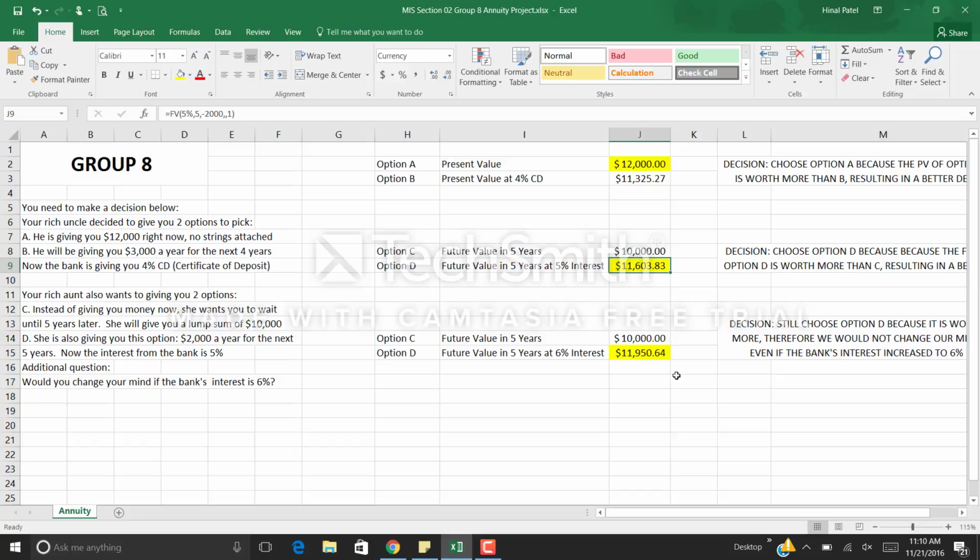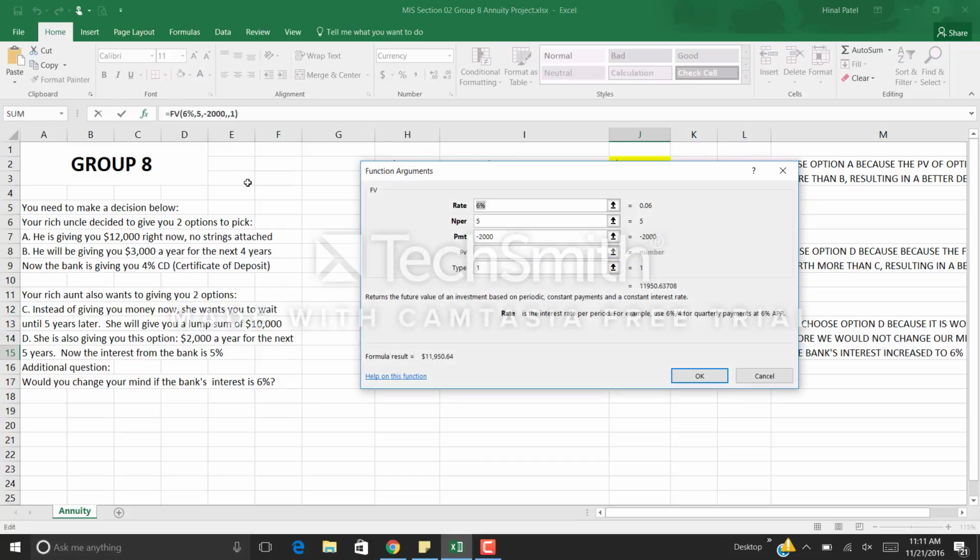In this case, we would again use the future value formula in Excel, with the only difference from the last question being that the rate would be 6% instead of 5%. N per would still be 5 for 5 years, and the payment would be negative $2,000. With a higher interest rate, we are essentially just receiving more money through interest, which is better for our cause. Therefore, option D would still be the better choice compared to option C. As we see, the future value in option C will remain at $10,000 no matter what.